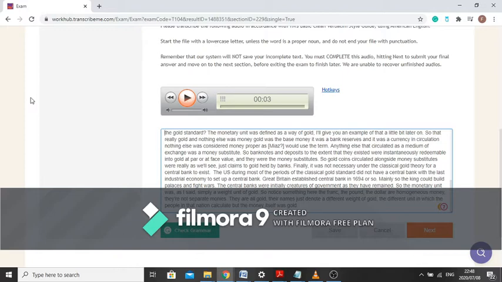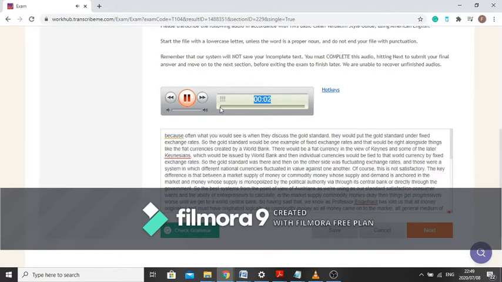Okay, so I'm going to be showing you the TranscribeMe audio transcription solution. So yes, this is it. I'm not going to play the whole thing for you, but what you would see is when they discuss the goals. Remember, this has to be small letters as per instruction.